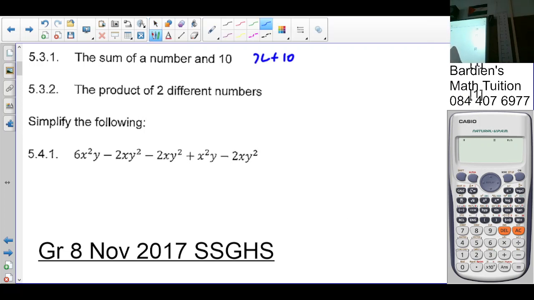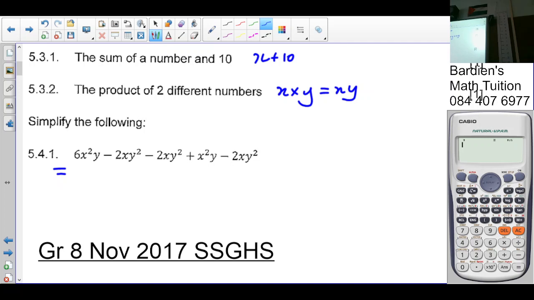The product of two different numbers. You can say x times y or a times b or whatever. Okay? The key here is just to have it as two different variables. In 5.4.1 it says simplify.